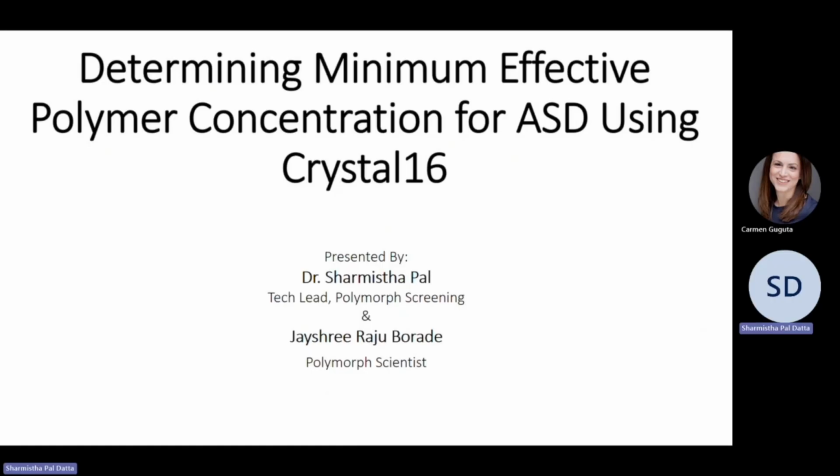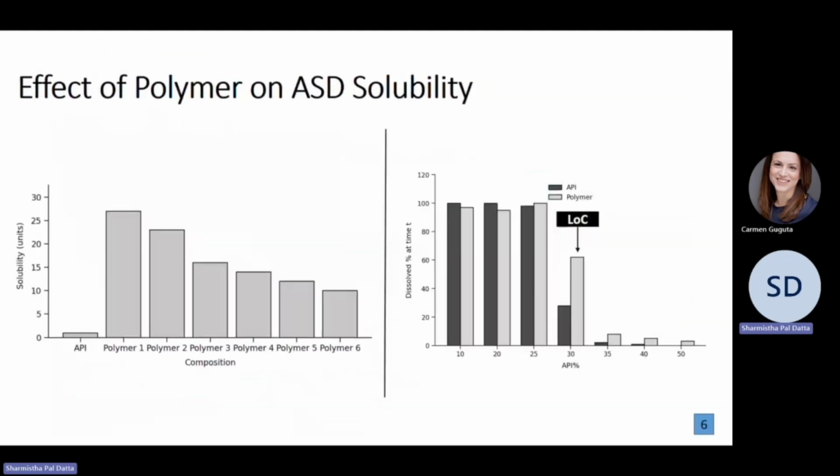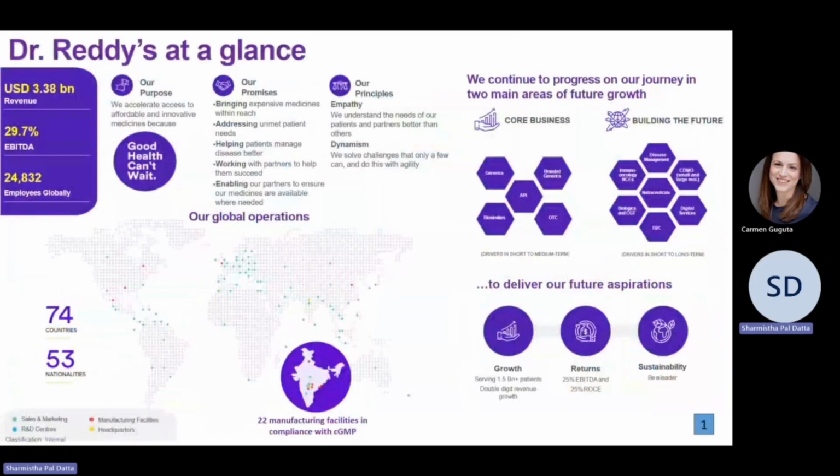So before we start, a little bit about the company that we work in. Dr. Reddy's is a global biopharmaceutical company headquartered in Hyderabad, in India, with operations spread over 74 countries and more than 20 manufacturing sites complying with GMP. Our motto is "Good health can't wait," and we strive to achieve it through affordable and innovative medicines worldwide.